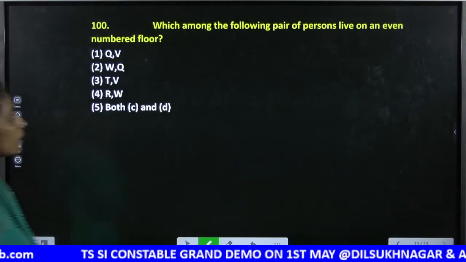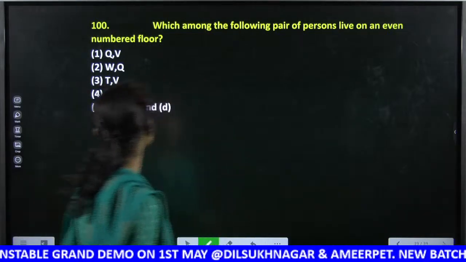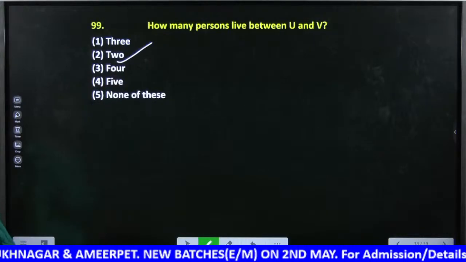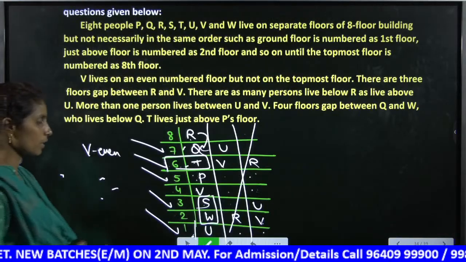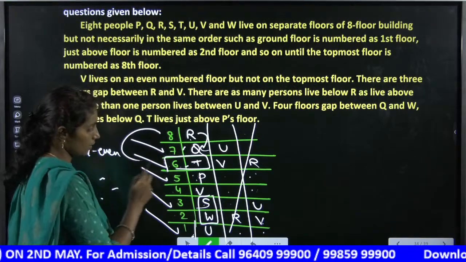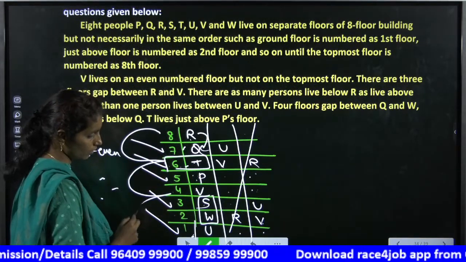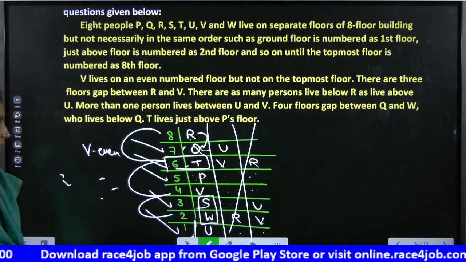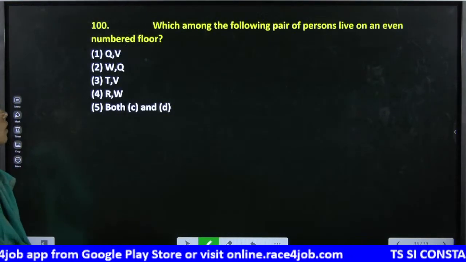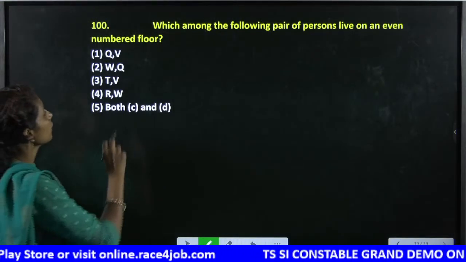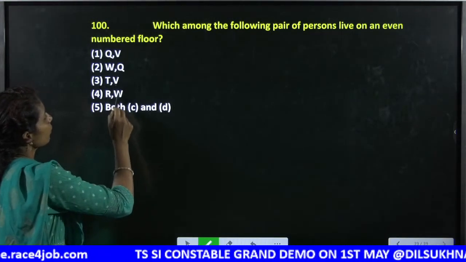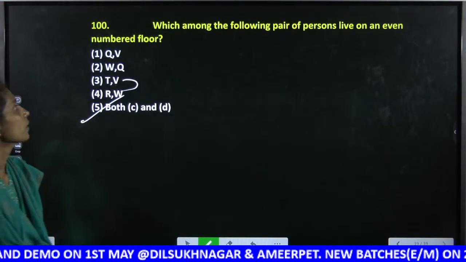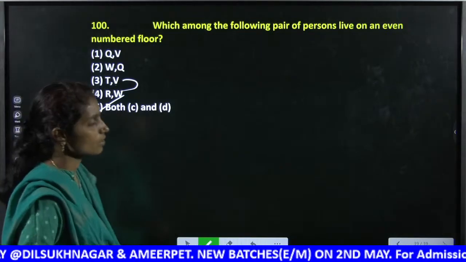Okay. Which among the following pairs of persons live on even-numbered floors? Okay, who lives on even-numbered floors? Q, V. Check it here. On the even-numbered floors, we have R, T, V, W. R, T, V, W, 4 persons. Third and fourth option. Here it is both C and D. Right? Okay, this is your last question.